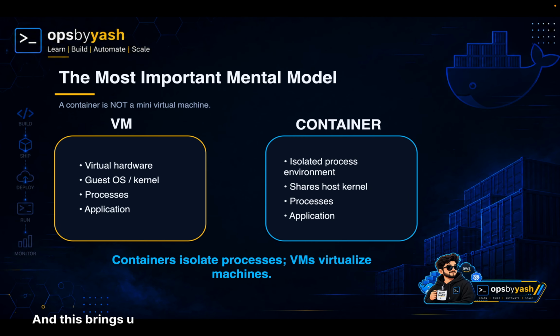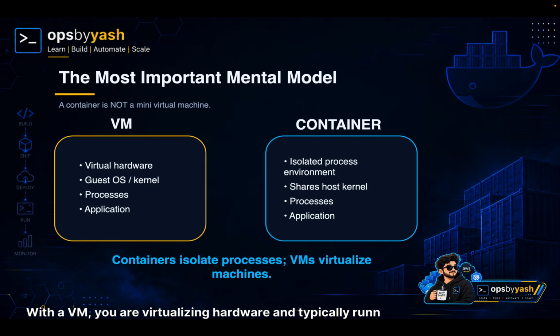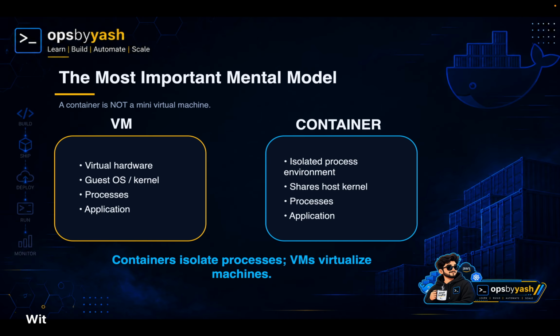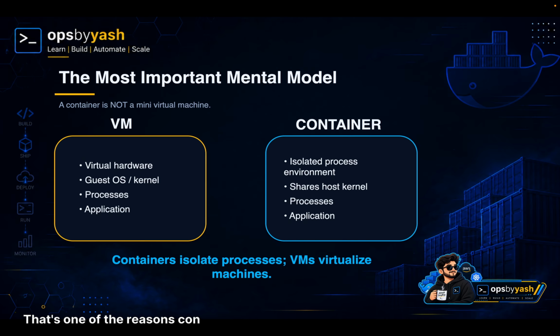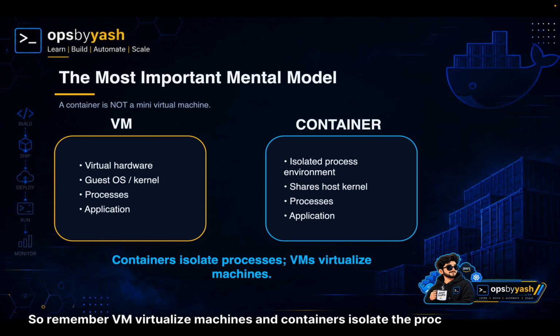And this brings us to one of the most important mental models in Docker. A container is not a mini virtual machine. With a VM, you are virtualizing hardware and typically running a complete guest operating system with its own kernel. With containers, we are isolating processes while sharing the host kernel. That's one of the reasons containers can be much lighter and faster to start. So remember, VMs virtualize machines and containers isolate processes.